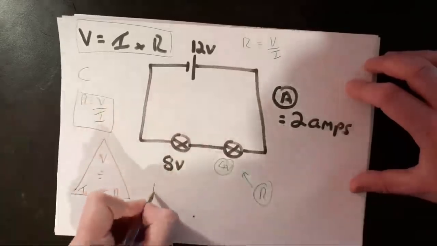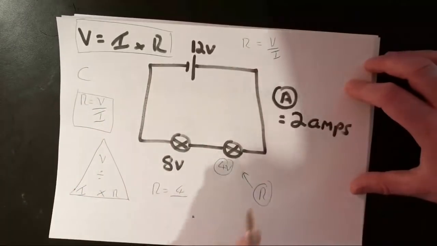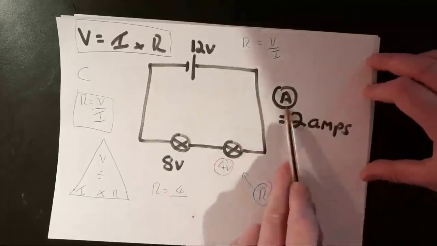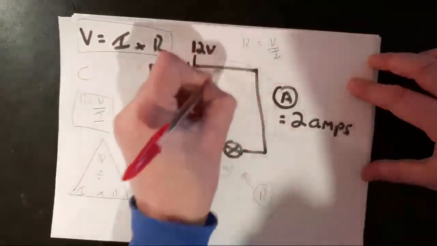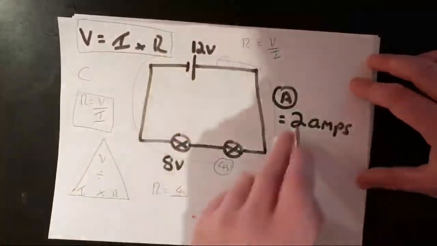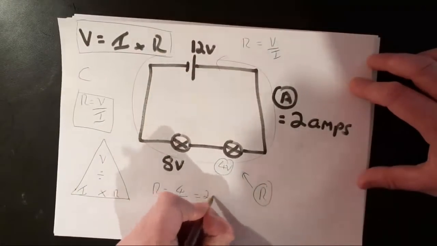So R equals V over I, resistance equals 4 divided by, well, it says here that my current is 2 amps. Now remember, in a series circuit, that current will be the same all the way around. So 4 divided by 2 gives me 2 ohms.